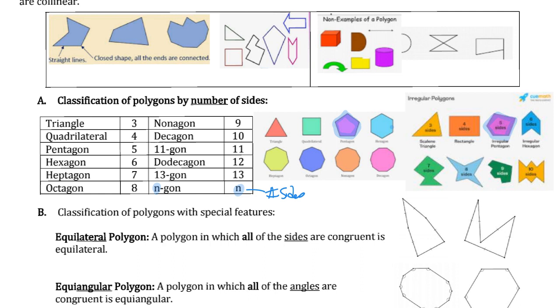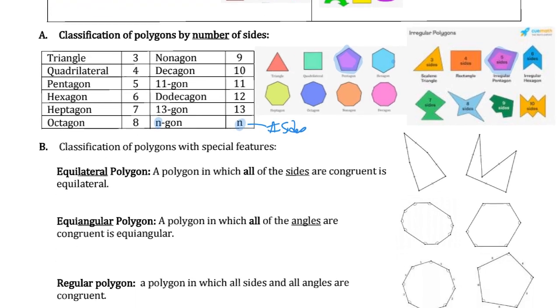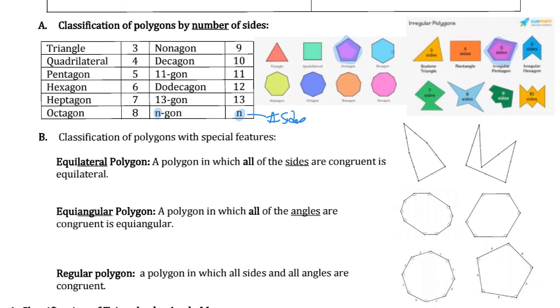Now we also can classify polygons by their special features. If your polygon has all the sides equal in length, we could call it an equilateral polygon. This one here has every side equal in measure, so it'd be equilateral. Lateral means side. If every side is congruent, it would be an equilateral triangle or pentagon or whatever shape you're talking about. So this again would be equilateral because all the sides match.